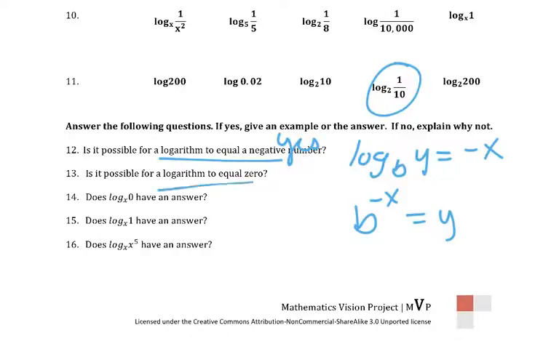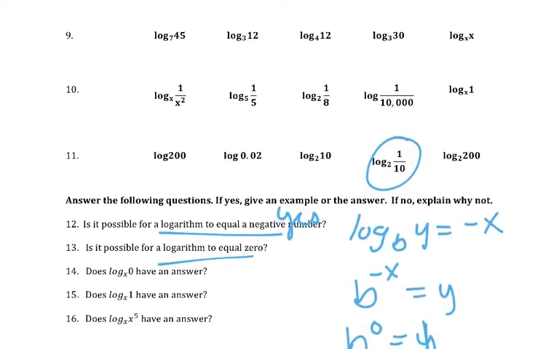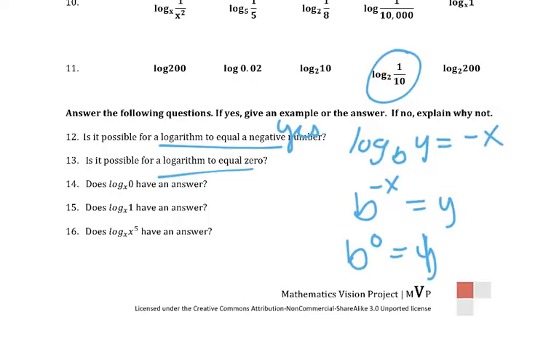Is it possible for a logarithm to equal 0? Well, that would be b to the 0 would equal something. Yeah, it would always equal 1. We saw a few of those. Just one instance would be that one right there. Now does log base x of 0 have an answer? So can I have x to a power equals 0? That cannot happen. There's no power that you give x that will make it equal to 0.